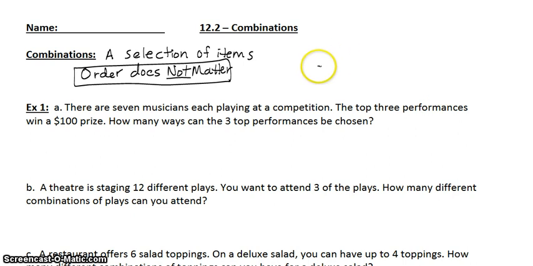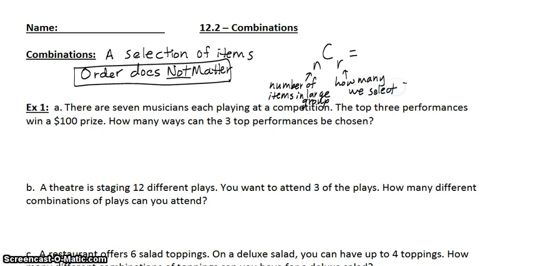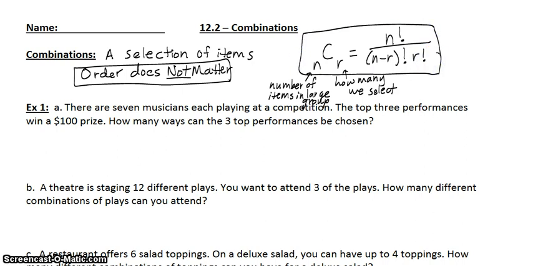And here's our formula for combinations. It is nCr, C for combination. n still stands for the number of items in the large group. r still stands for the number of things I'm selecting out. We're just not arranging them this time, we're just selecting them out. And here's our formula. On top of the fraction bar, n factorial. On bottom of the fraction bar, n minus r factorial, and then r factorial. So a little bit longer than the other formula. Make sure you have that written down correctly.